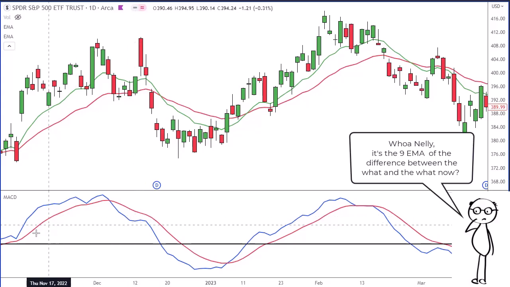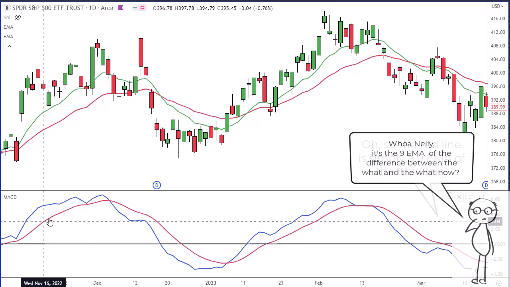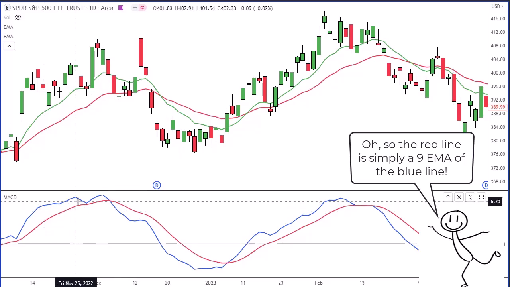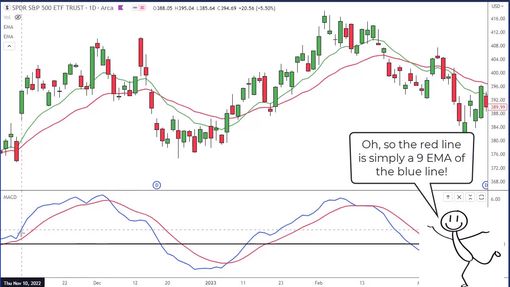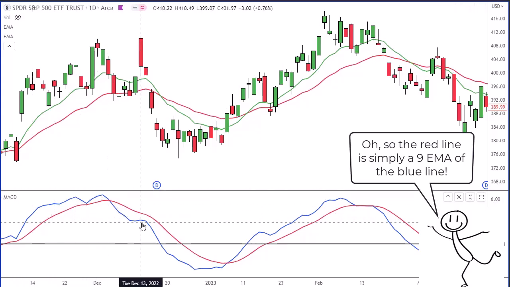The MACD line is the red line. The signal line is the blue line. And because it's a 9-period moving average, therefore it's smoother. Because notice how this is kind of jagged. The other one is kind of jagged, which there could be some use for that as well.